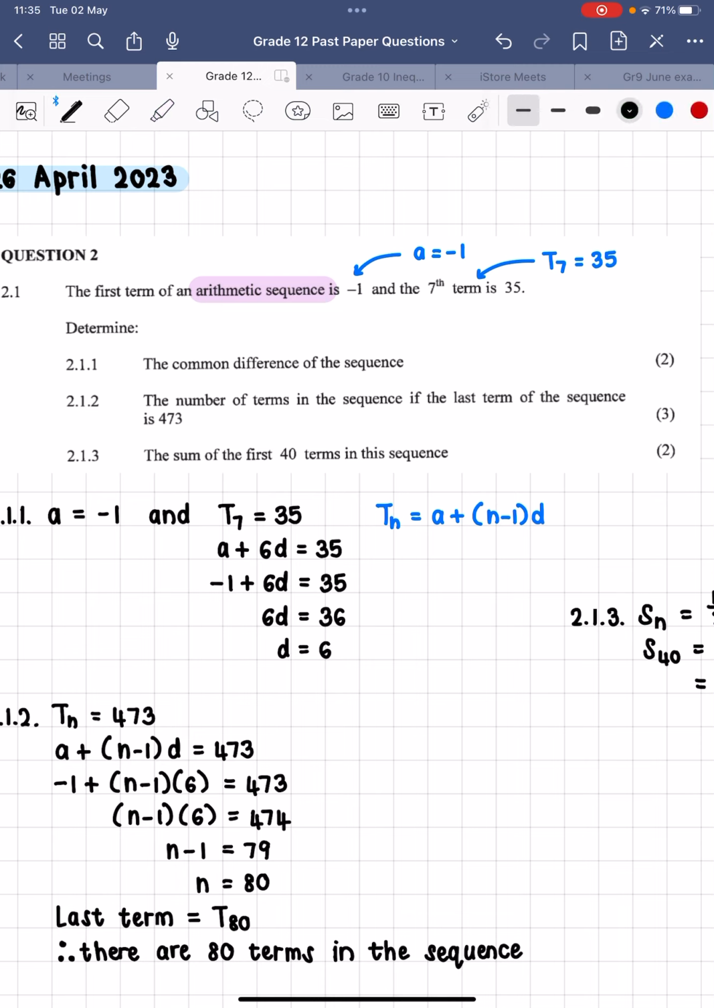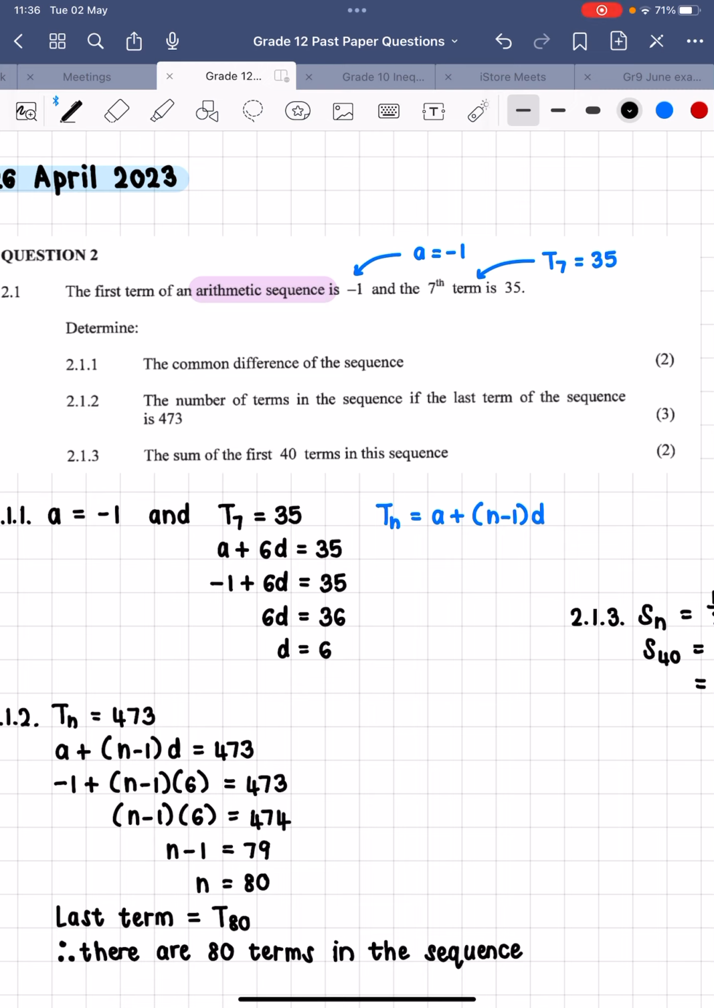So they're saying the first term is -1. Guys, it doesn't matter what type of sequence it is, the first term is your A value. Alright, so I wrote there immediately that A is -1. And then they're saying the seventh term is 35. Okay, so there I've written down that term 7 is 35.